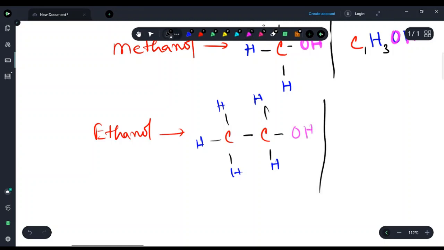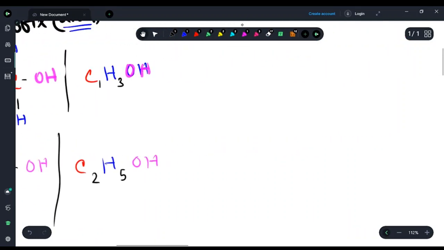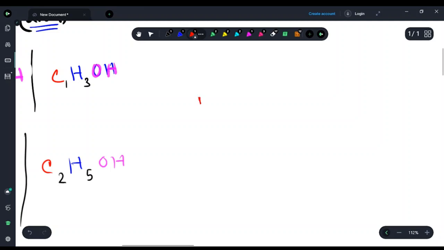So what will the formula be again? Carbon will be 2, and hydrogen will be 1, 2, 3, 4, 5. Hydrogen will be 5, and there will be OH. That's the formula. So now we can derive our general formula from this. What's the general formula? There will be carbon, there will be hydrogen, and there will be OH.